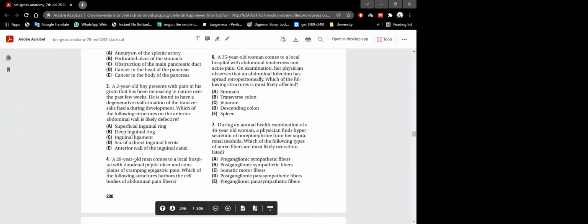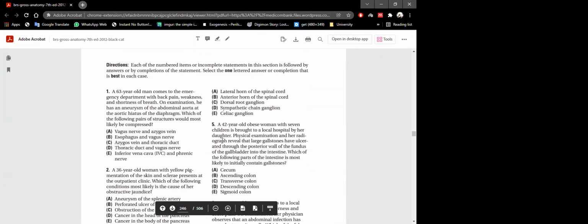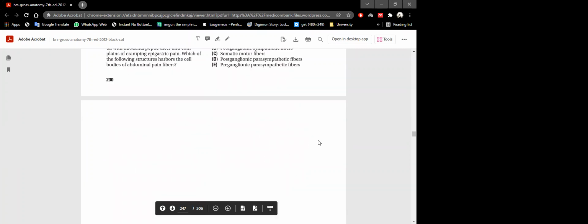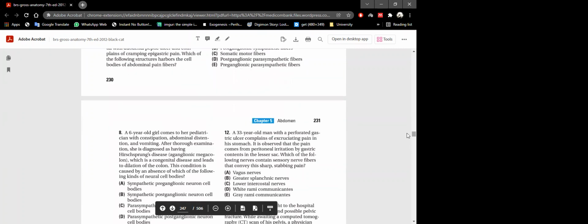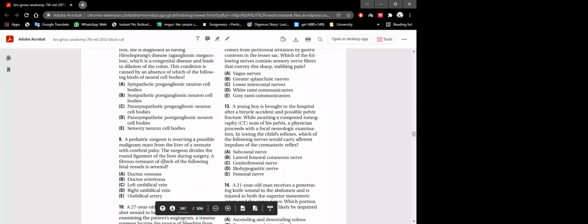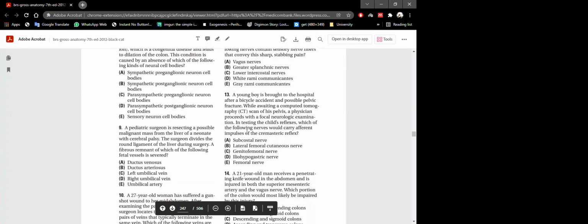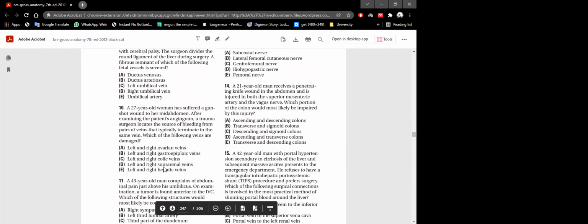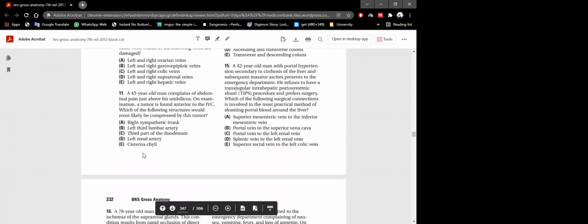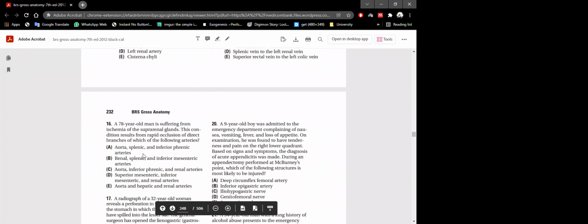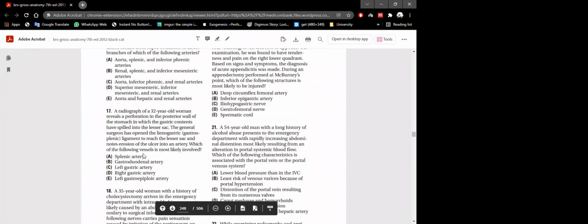Let me see where the other questions were, because this is like the entirety of the abdomen. So it has GIT, it has renal, it has everything. Let me just find ductus, vagus, coastal, ascending. I do apologize for this. I'll find it.